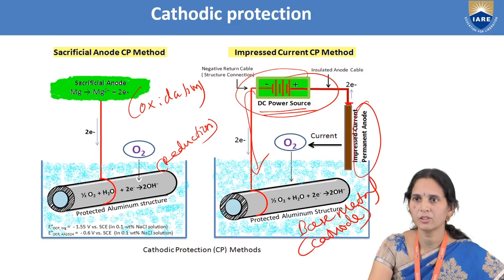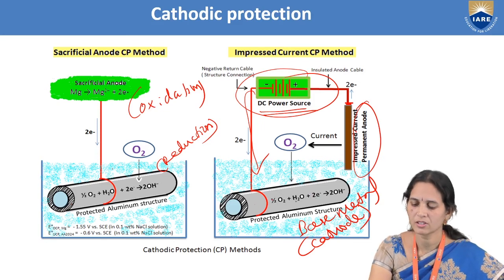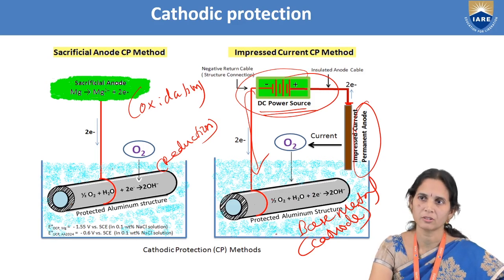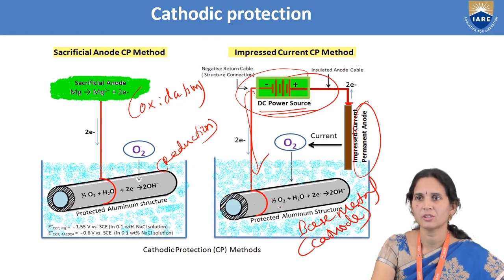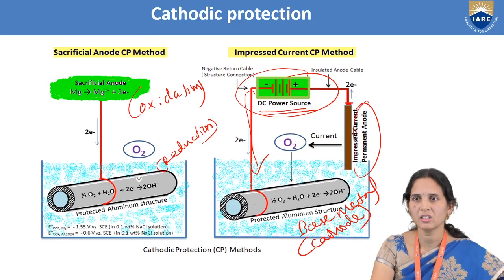So the anode undergoes oxidation, and the base metal undergoes reduction, behaving as a cathode. So this is impressed current cathodic protection. By supplying direct current, we can protect the base metal. So this is about the sacrificial anodic protection method and the impressed current cathodic protection method.